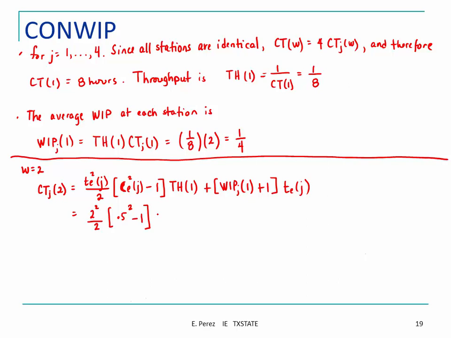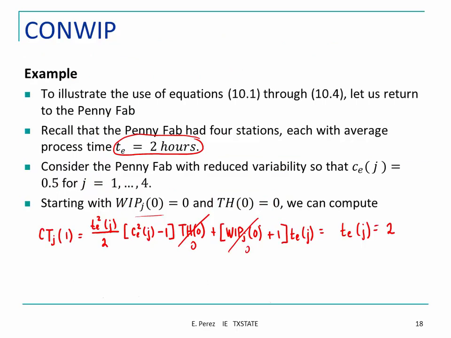Okay, so you see now the iterative nature of this method. You're going to be referring back to the values from the previous WIP. So it's going to be 1/8 plus 1/4 plus 1 times 2, and this is going to be equal to 2.313. So by adding an additional unit to the WIP, we are increasing our cycle time at each one of the stations. Okay, which kind of makes sense.